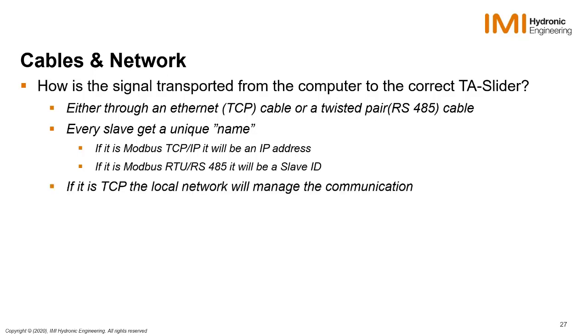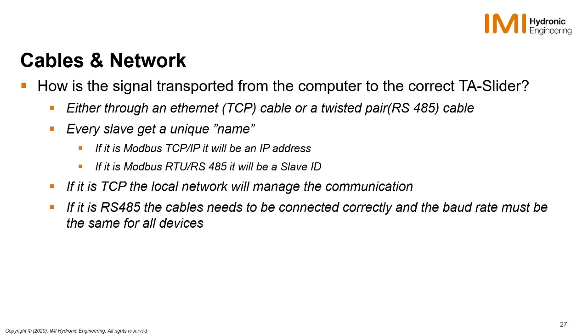If it's TCP, the local network will manage the communication. And if it's RS485 or RTU, the cables need to be connected correctly, this twisted pair A and B. And the baud rate and the parity bit need to be set up correctly for all devices. So that is the cabling and network for your different Modbus RTU and TCP, depending on what slider you have.